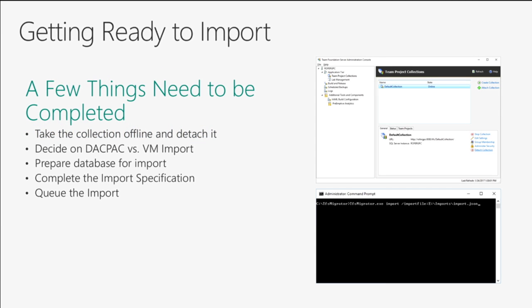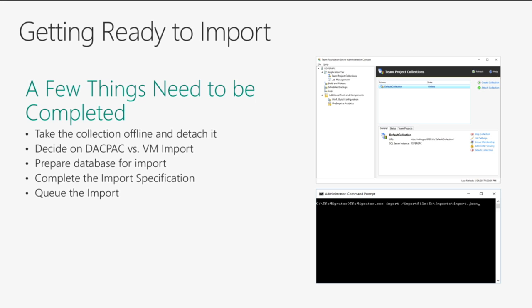All right, let's talk about what we need to do to actually get this ready because we've done a whole bunch of preparation stuff. We're going to do a little bit of a light overview, then we'll jump right into it. So, step one, you need to take the collection offline. You must detach it.